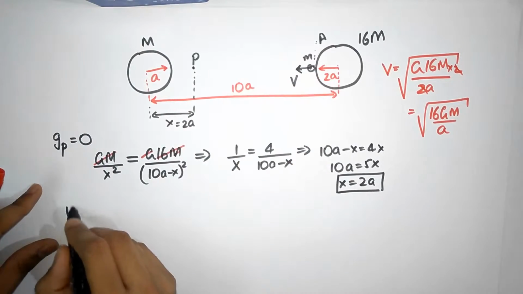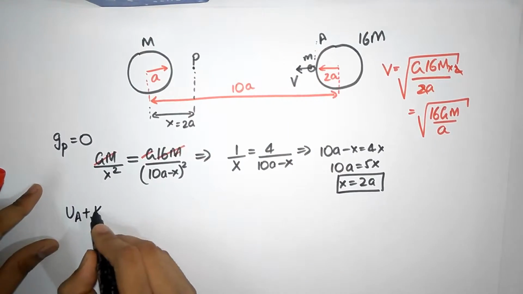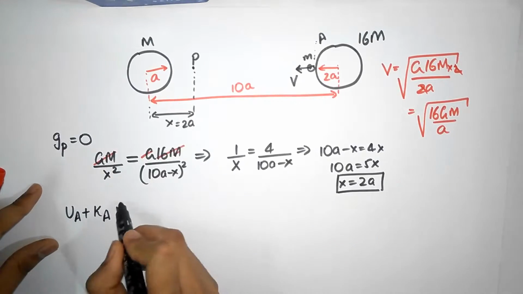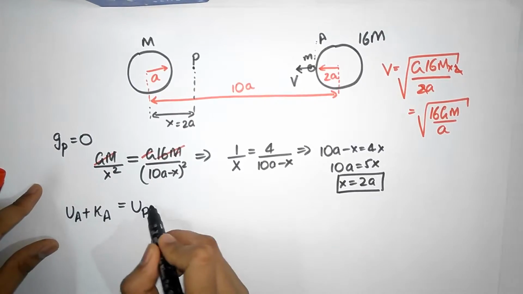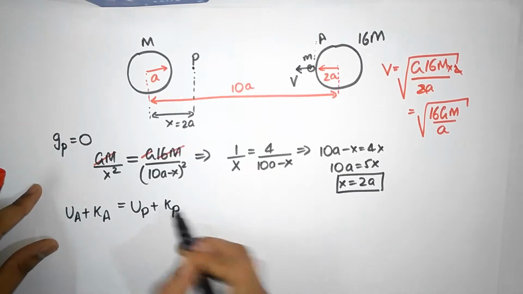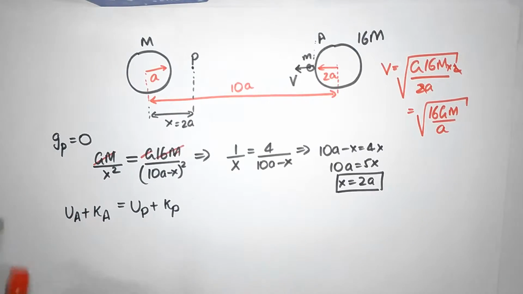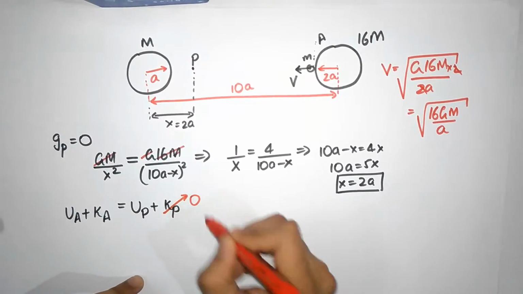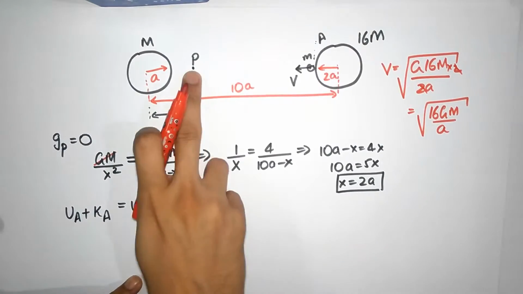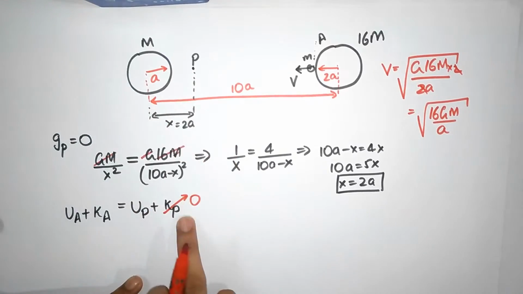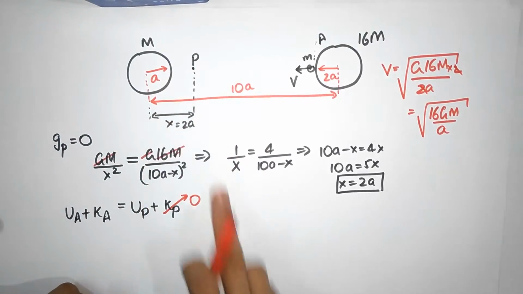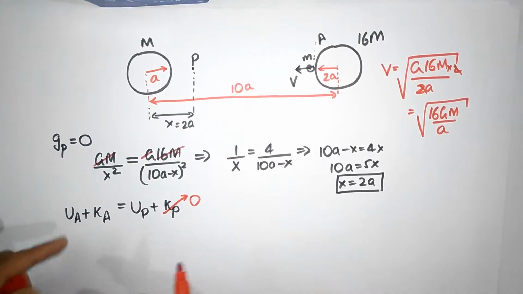Okay, so we can now calculate the speed required by using conservation of mechanical energy. We can say the potential energy at A plus the kinetic energy at A should be equal to the potential energy at P plus the kinetic energy at P. We know that this should be the minimum speed, so the kinetic energy at P can be zero. If it's more than zero, it will still make it, but at least it has to be zero. It just reaches over here and is zero.